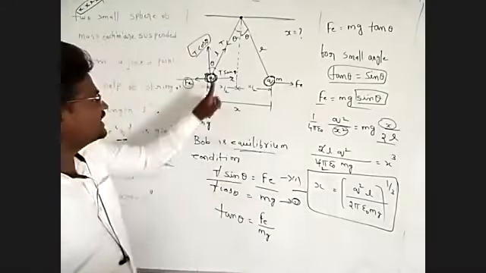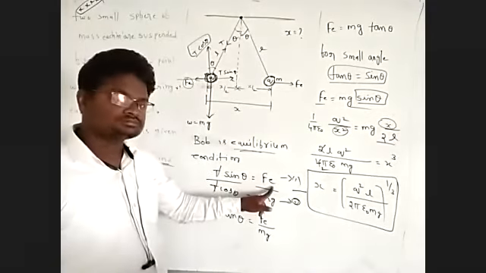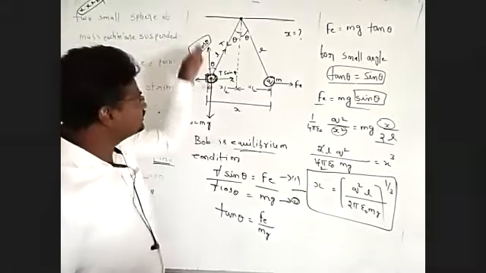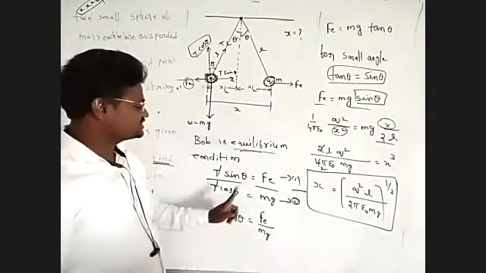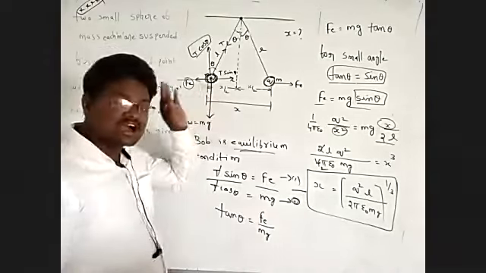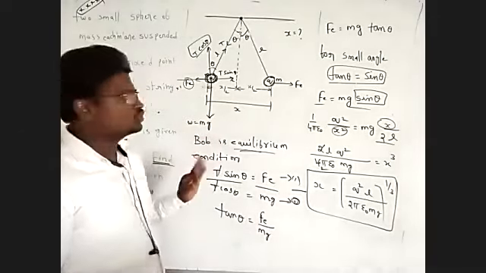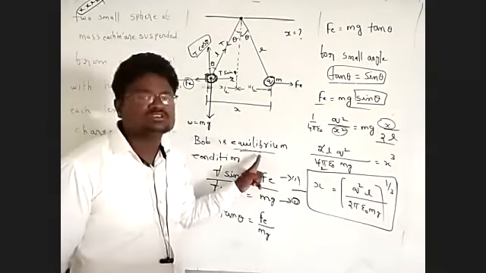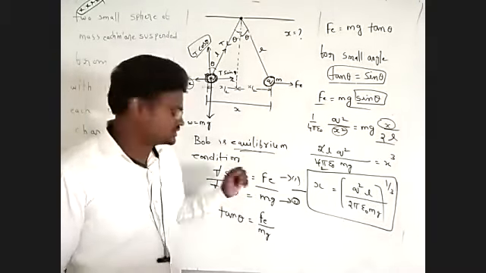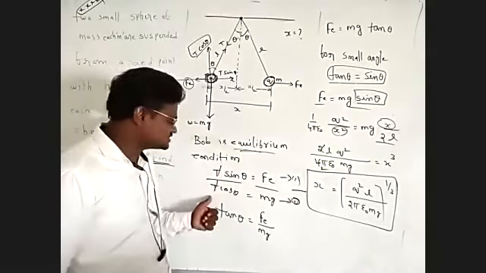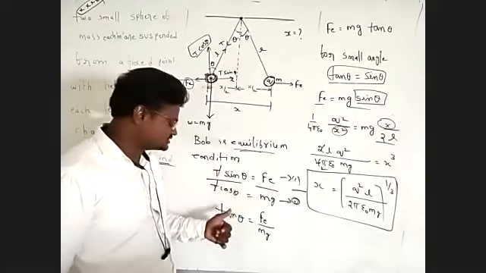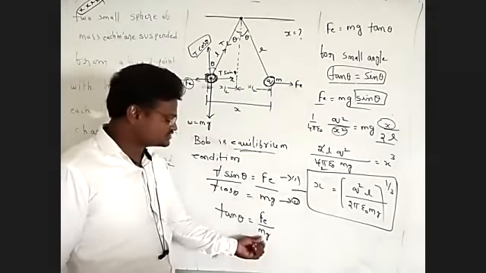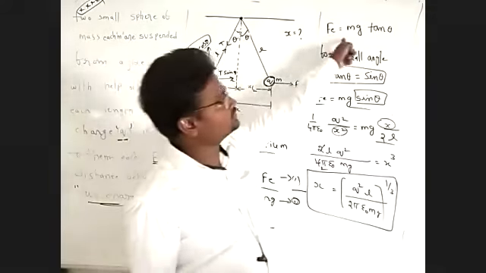Horizontal forces: T sin theta is equal to Fe. The bulb is in rest position; the bulb does not move. And vertical forces are equal: T cos theta is equal to mg. The bulb is in equilibrium, which means it is in rest position. Now T cancels. Sin theta by cos theta means tan theta, that is Fe by mg. Take this mg to this side: Fe is equal to mg tan theta.